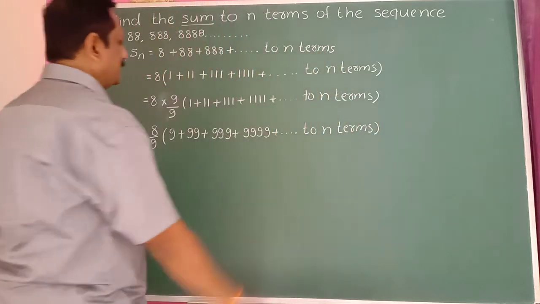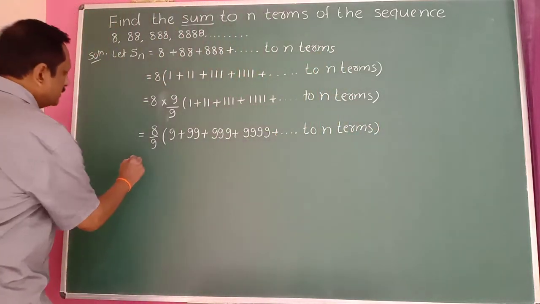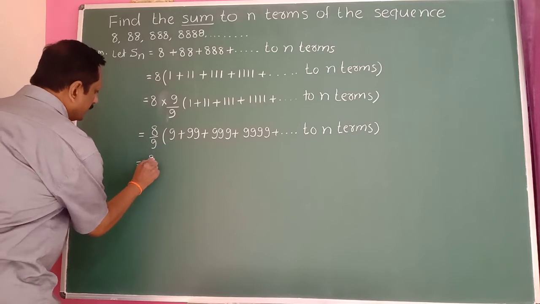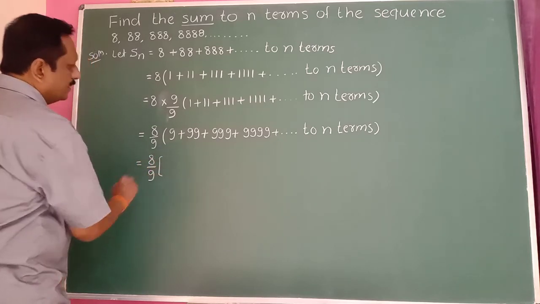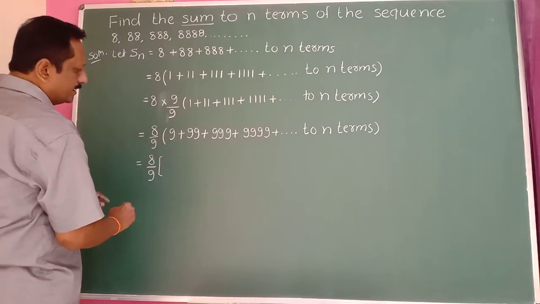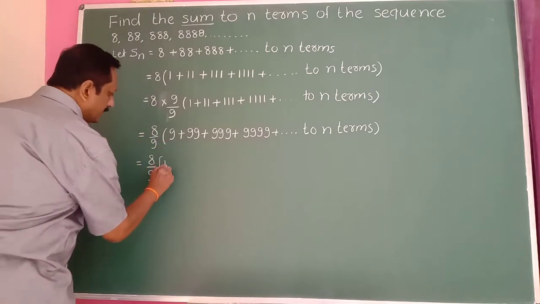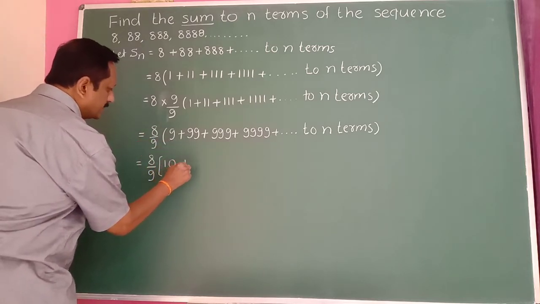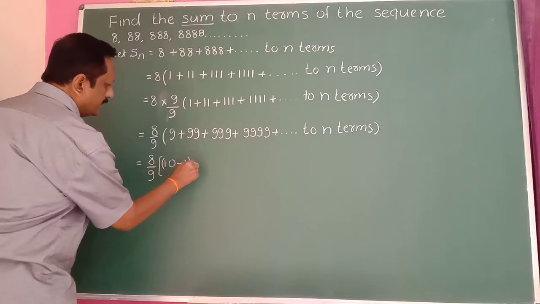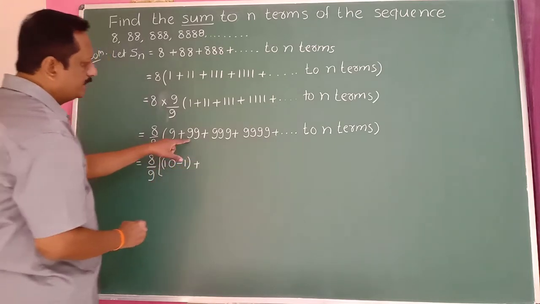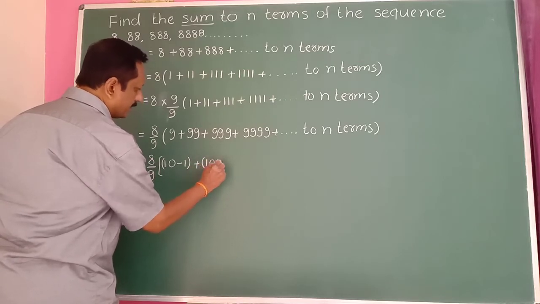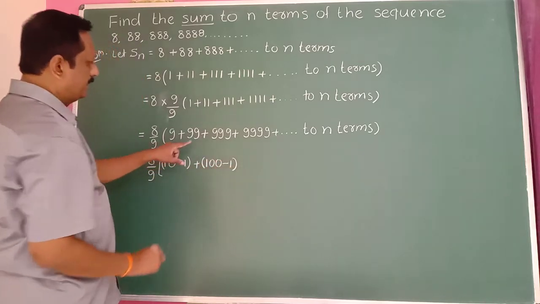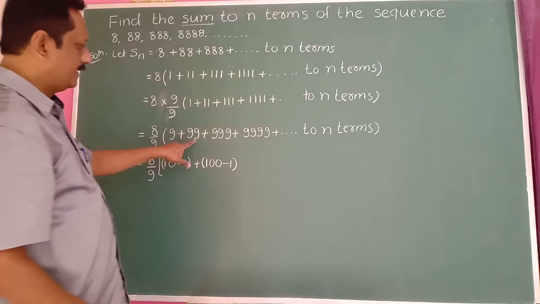Up to n terms here. Therefore this is equal to 8 divided by 9 into bracket. This 9 can be written as 10 minus 1. Then plus 99 can be written as 100 minus 1.